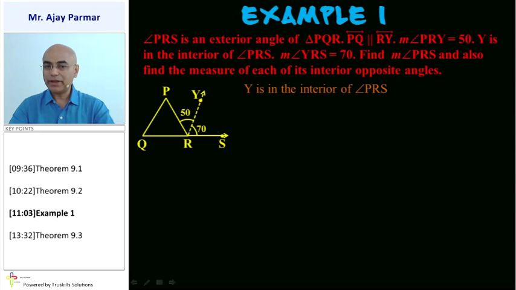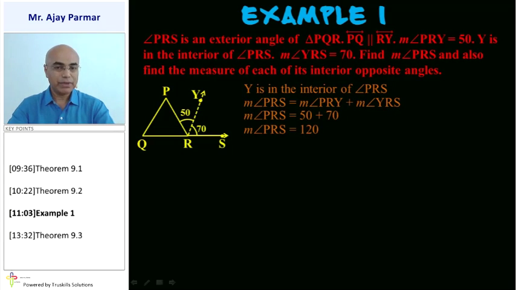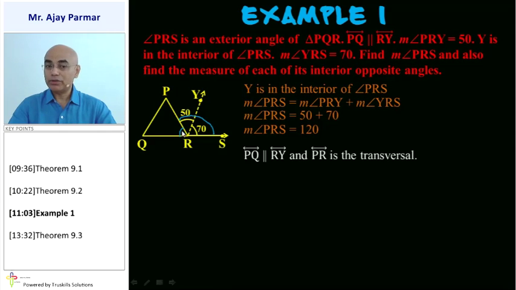So Y is in the interior of angle PRS, and therefore we can say that measure angle PRS is nothing but measure angle PRY plus measure angle YRS. That is 50 plus 70, and so measure angle PRS is 120. Now you can see that angle PRS and angle PRQ form a linear pair. And also we know that line PQ is parallel to line RY, and line PR would be the transversal.